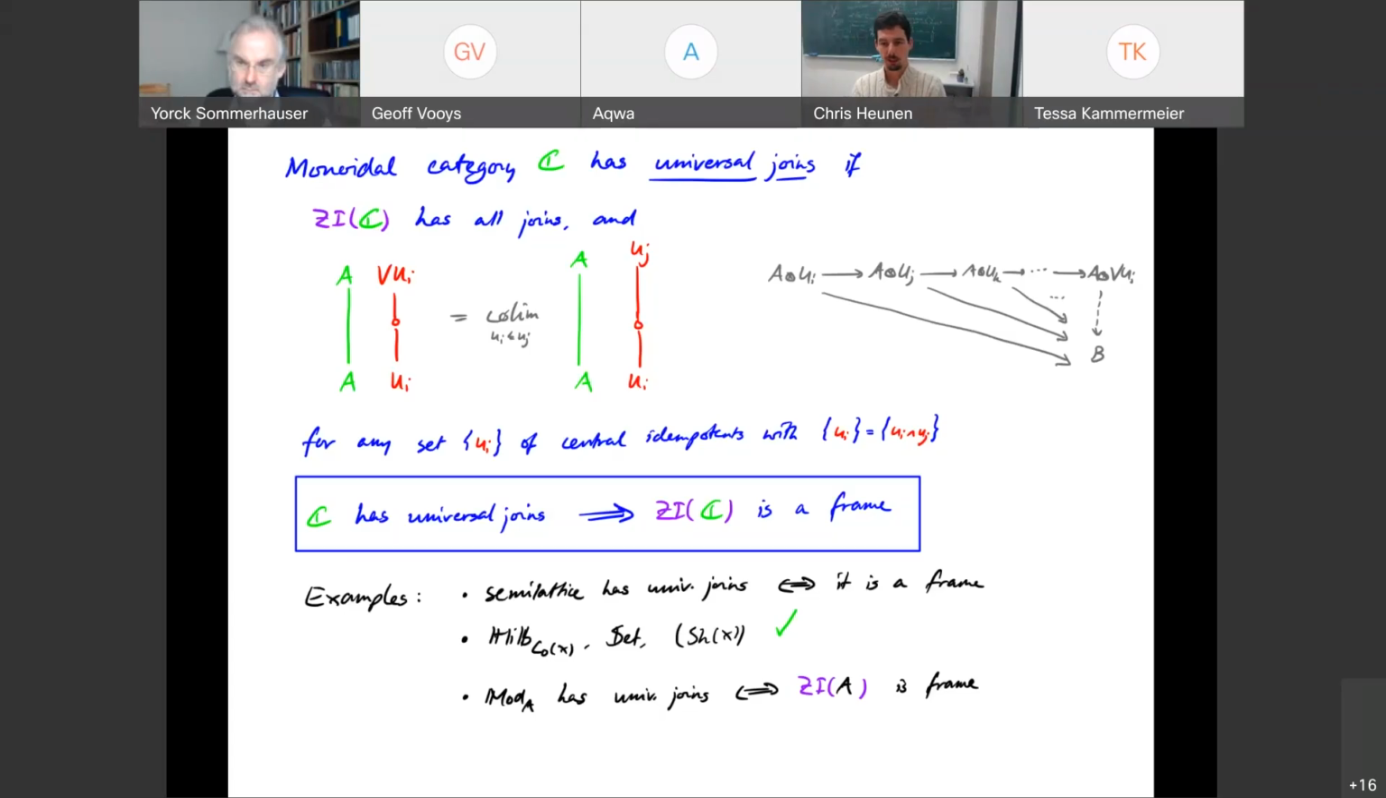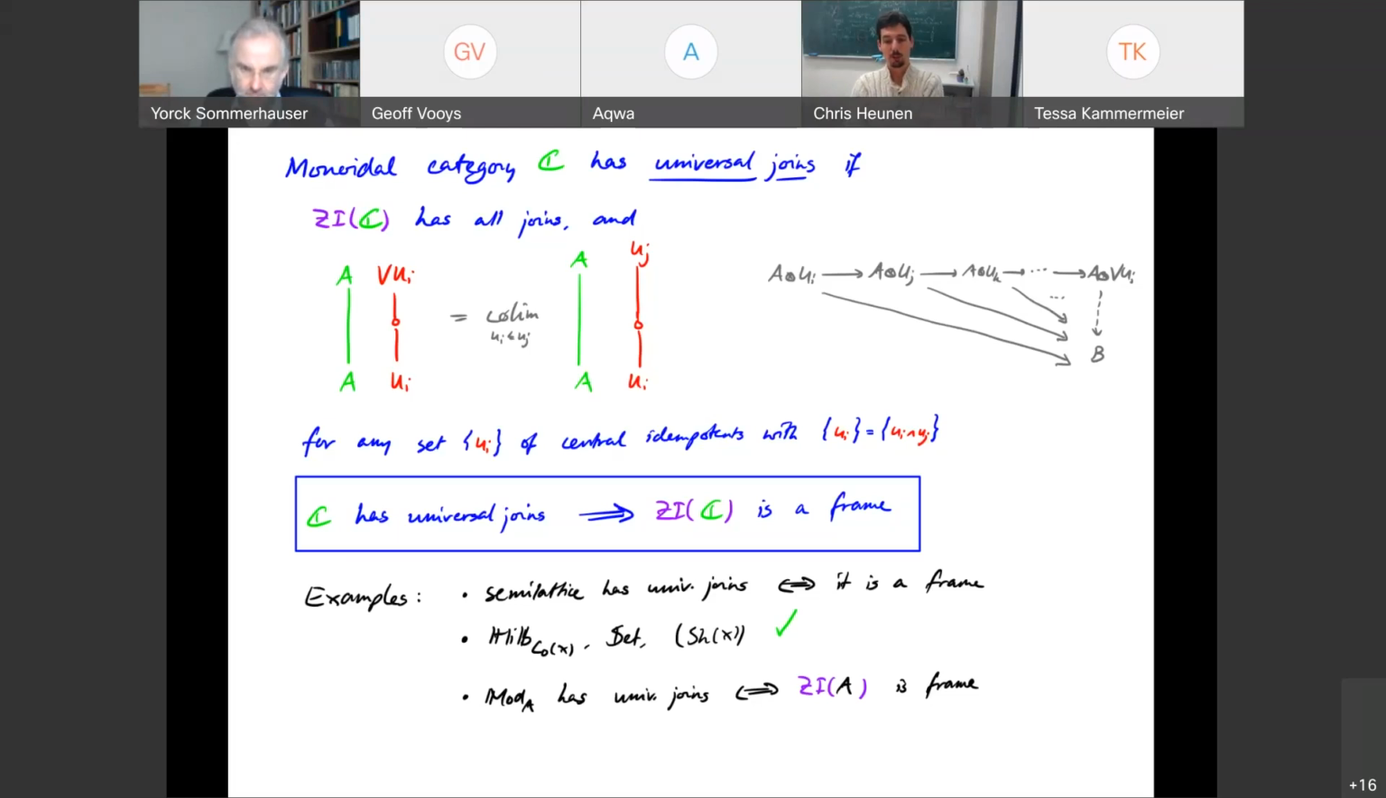The diagram consists of objects A tensor U_i. I do nothing to the A, and I go from U_i to U_j exactly when U_i is smaller or equal than U_j. That forms a diagram, and I want the picture on the left to be the colimit of that diagram, for any set of central idempotents you might pick, as long as it's closed under intersection. And if you like, we can always close it under intersection. So basically for any set of central idempotents. So again, this is sort of saying that the functor A tensor blank preserves suprema. And again, immediately from the definition, a category has universal joins exactly when its central idempotents form not just a meet semilattice, not just a distributive lattice, but in fact a frame or a locale.